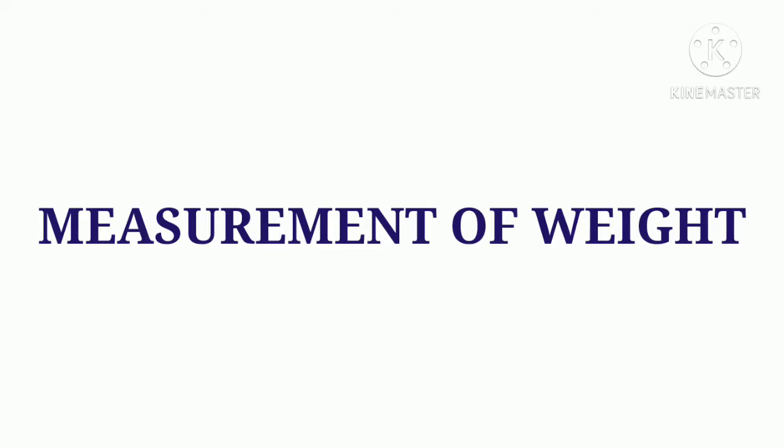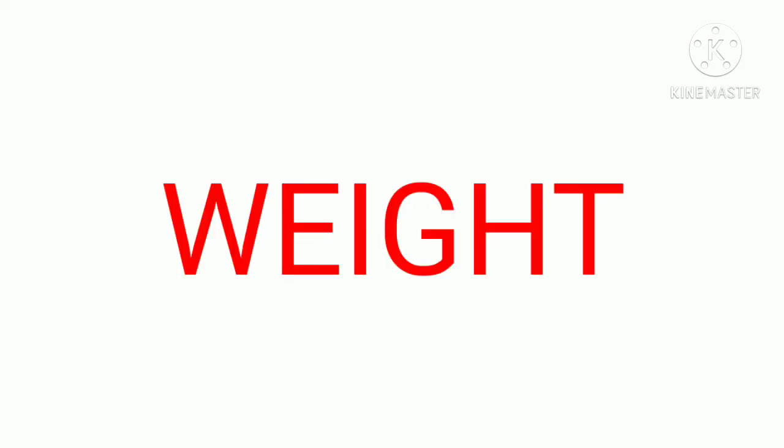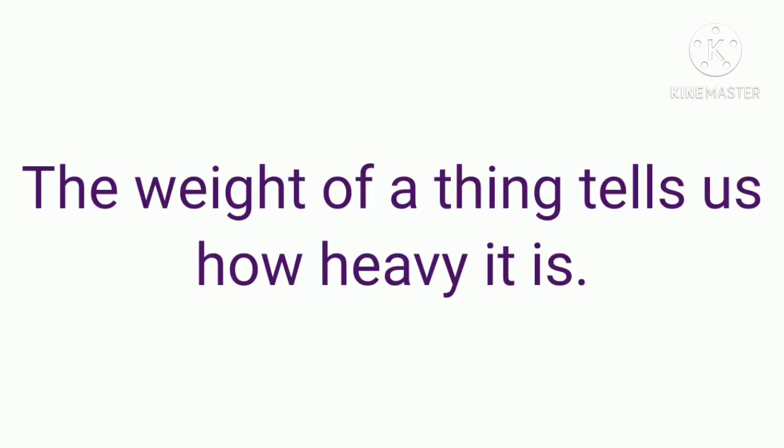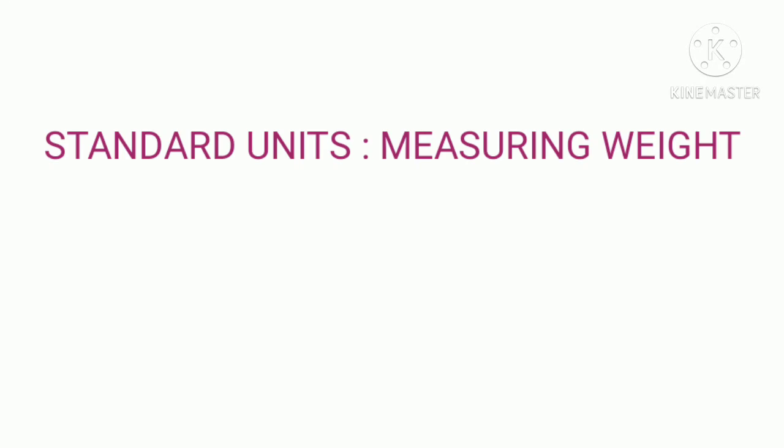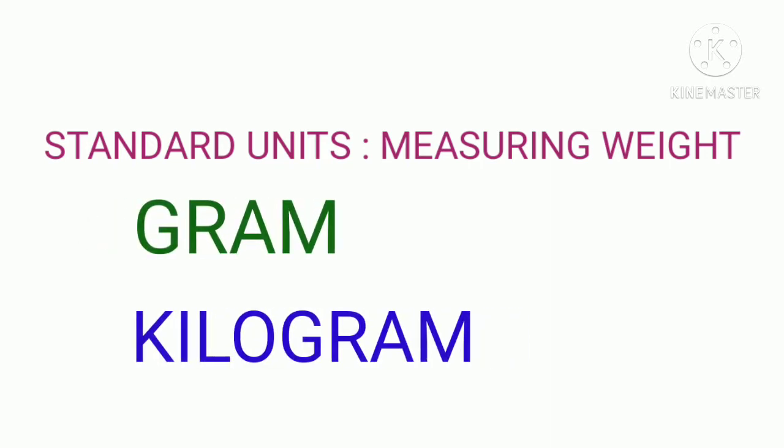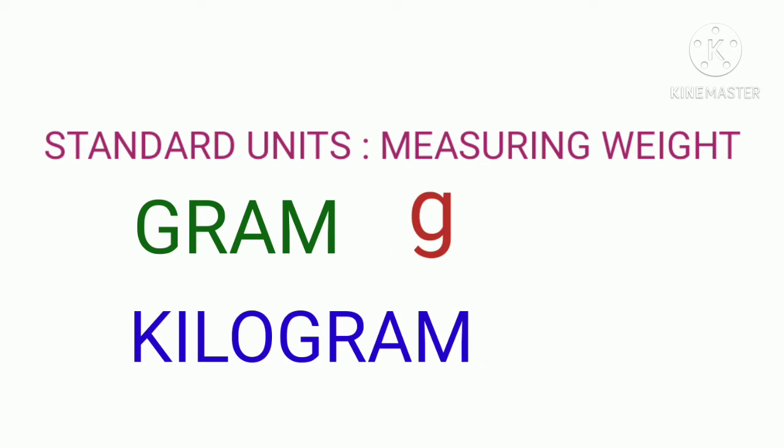In the previous class, we have discussed about measurement of weight. We learned what is weight. Yes, weight of a thing tells us how heavy it is. We learned there are two standard units used to measure weight of things, gram and kilogram. G is the short form of gram and kg is the short form of kilogram.